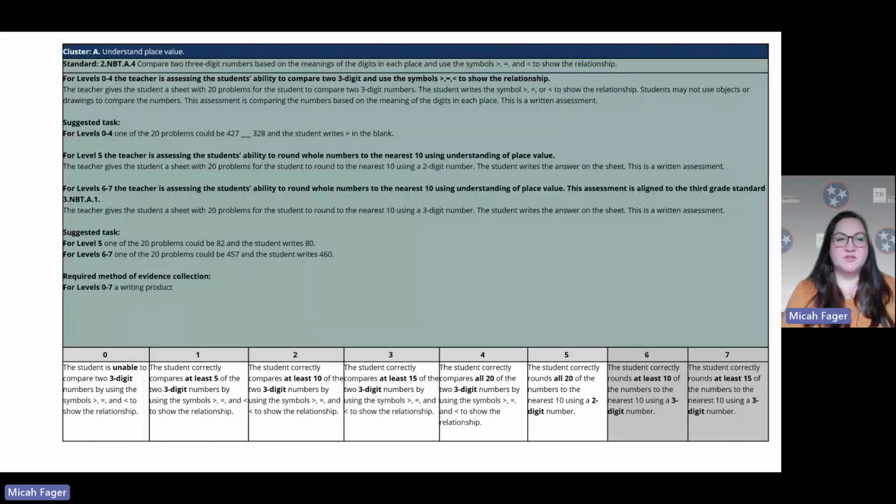This is the portfolio rubric guidance for second grade standard 2.NBT.A.4. The students compare two three-digit numbers based on the meanings of the digits in each place and use the symbols greater than, equal to, and less than to show the relationship.